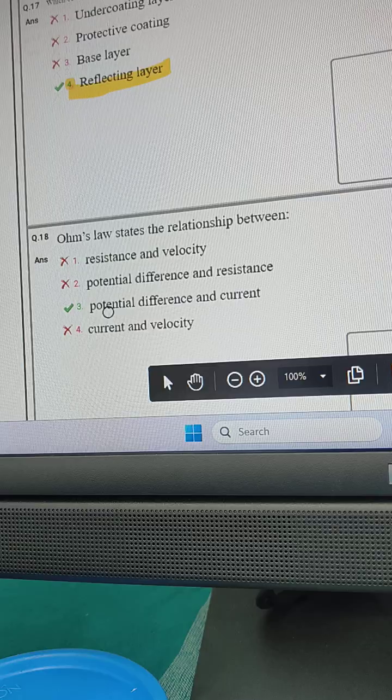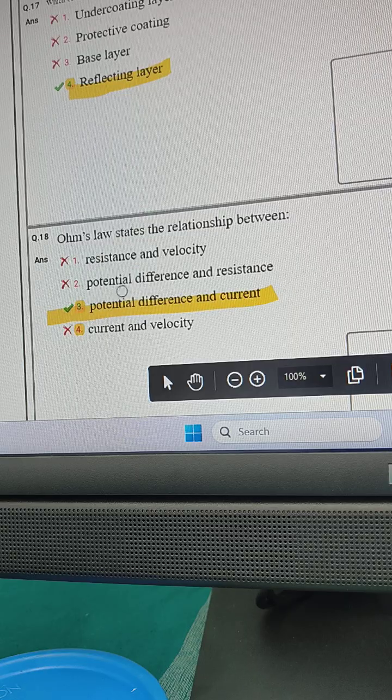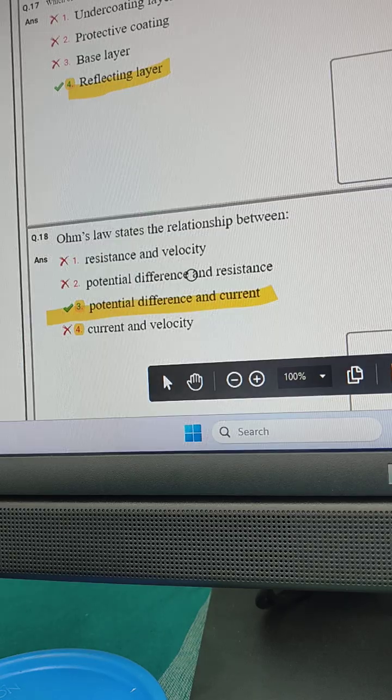Ohm's law statement is the relation between potential difference and current. The last question I discussed.